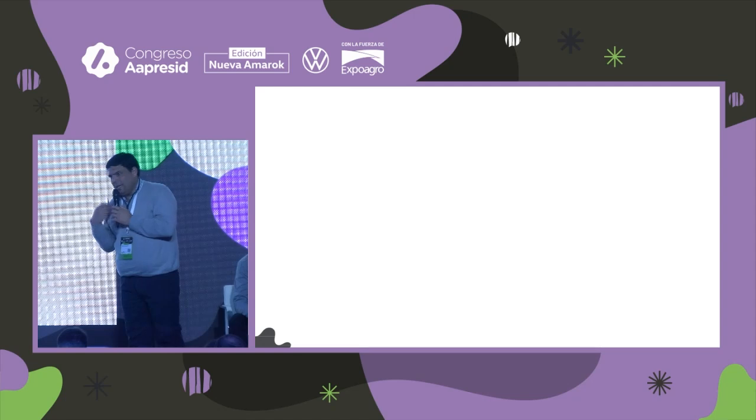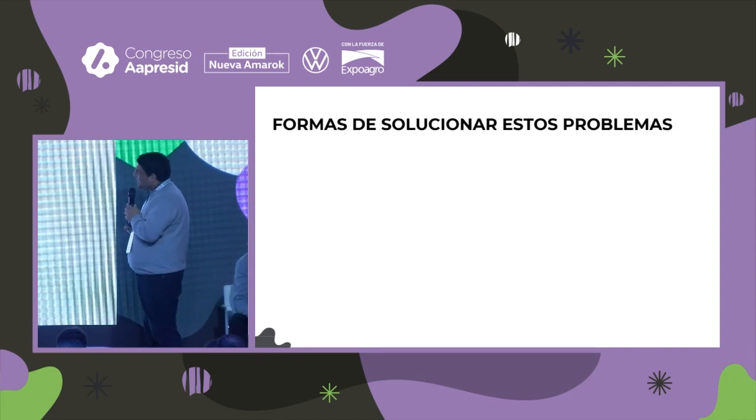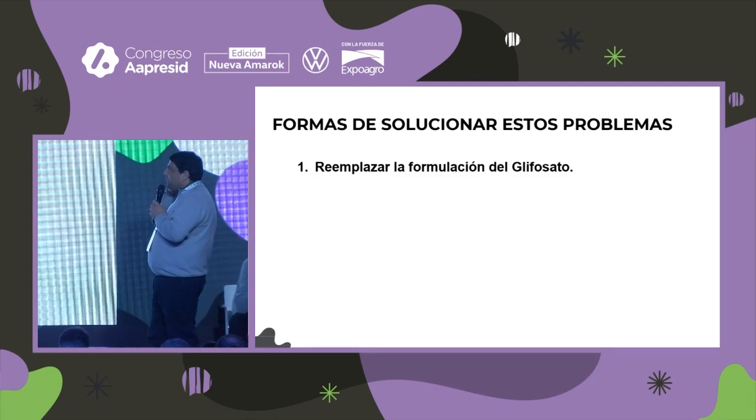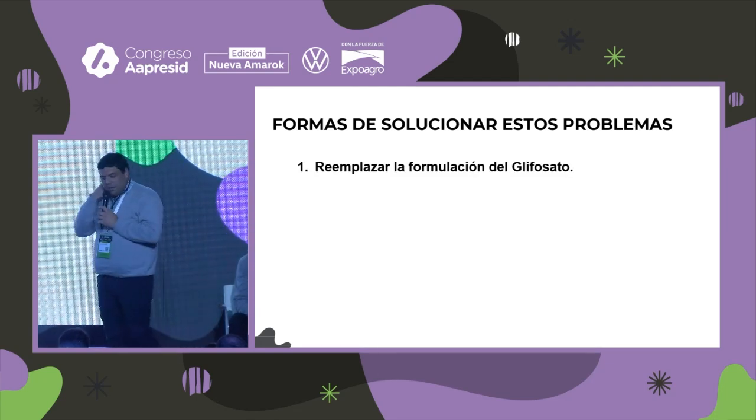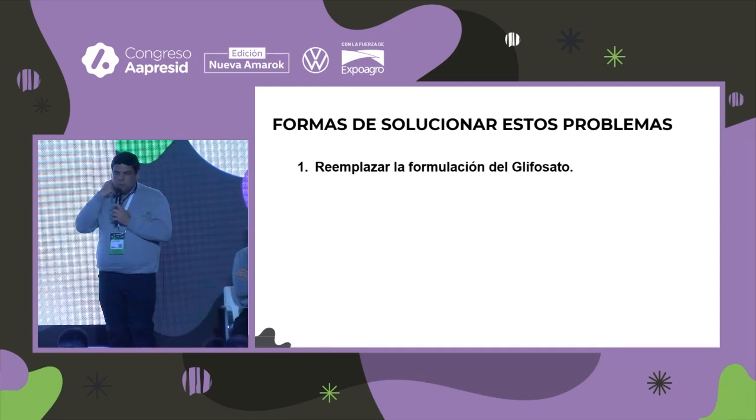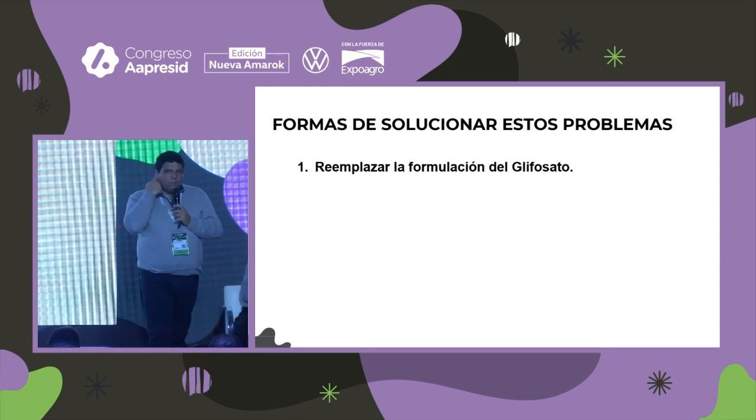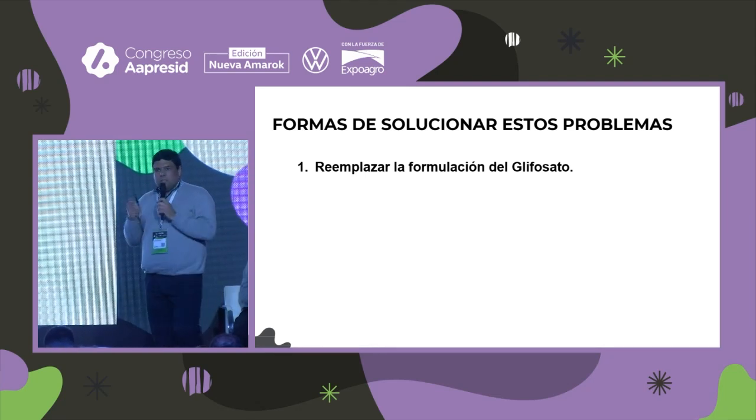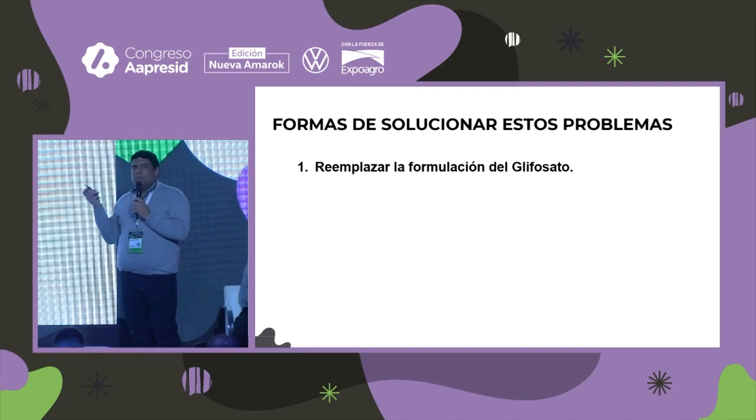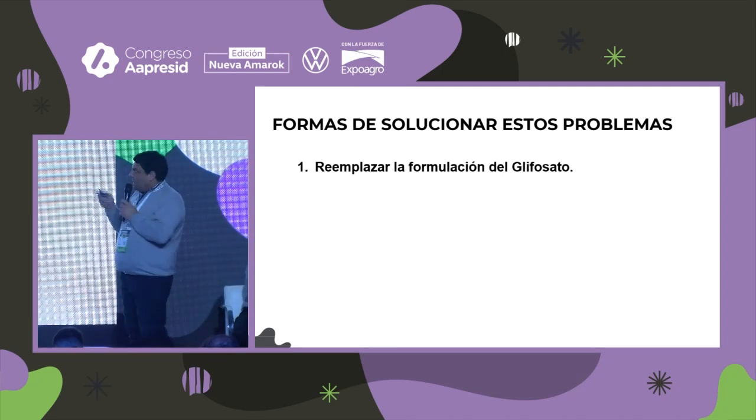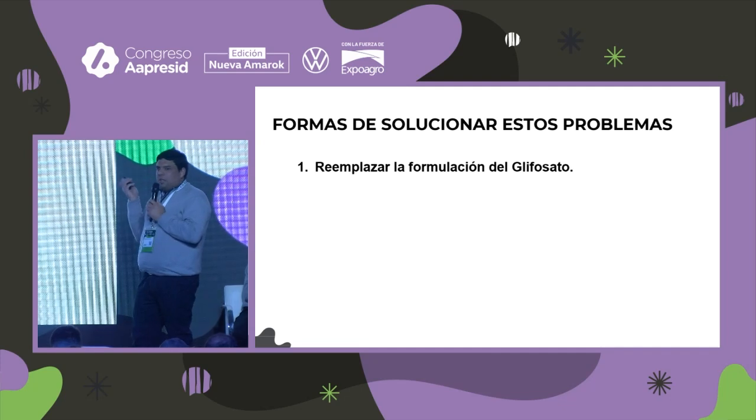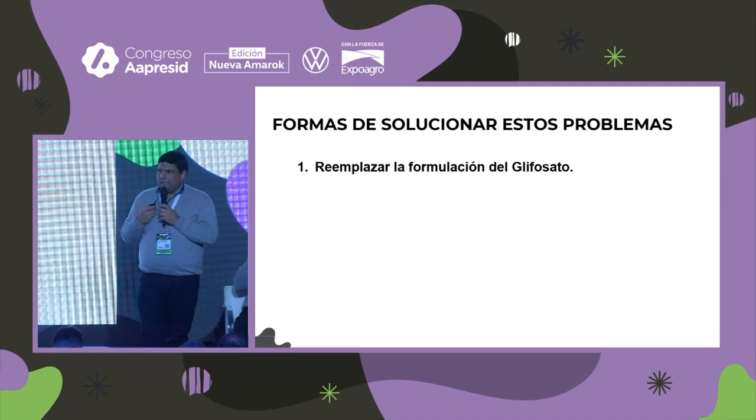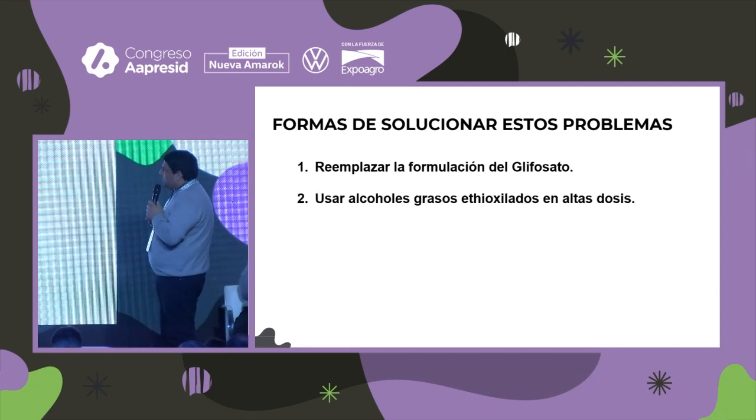I repeat, this is a hypothesis. We need to study it. So how can we solve these problems? One way is to replace the glyphosate formulation, always talking about concentrated solutions or soluble grains. There is something about the solid formulation of glyphosate, and I don't know exactly why. When you mix it with solid glyphosate, that agglomeration of crystals does not happen. The bottleneck of this is that the solid glyphosate market is quite small compared to the liquid one.